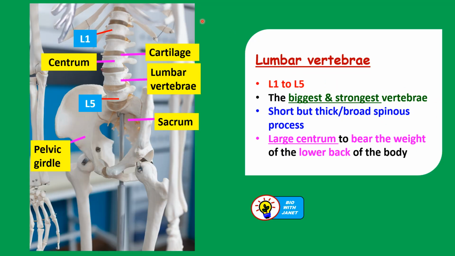Now this is the position of the lumbar vertebrae. You can see there's a very large centrum, and of course there's cartilage in between the vertebrae. You can see the transverse process sticking out here. So this is the front view. If you look from the front of a person, if you have X-ray eyes, you can see the centrum in this position. So there are 5 lumbar vertebrae here.